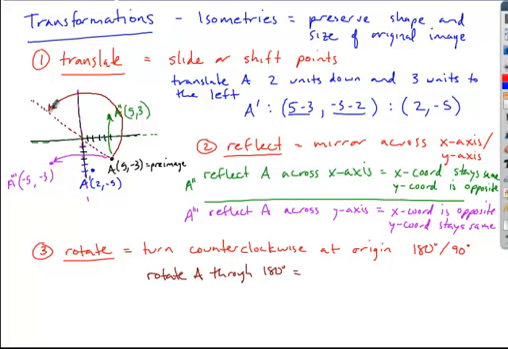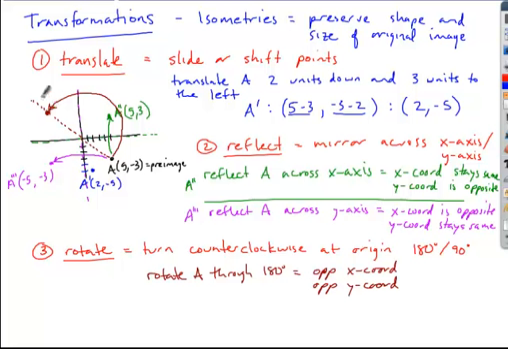And so as you look at that rotation, what you're going to see is the X and the Y coordinates are simply going to be opposites. And so the new X coordinate will be the opposite of the original one, and the new Y coordinate will be opposite of its original one as well. And so that's a rotation through 180 degrees.